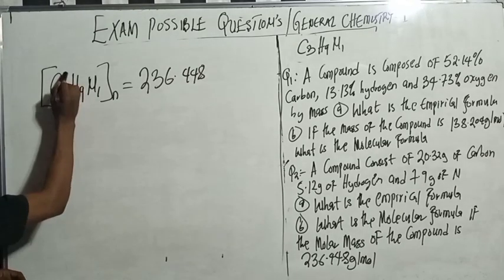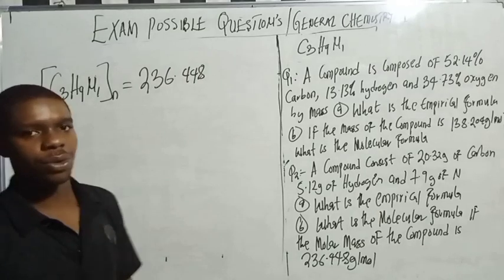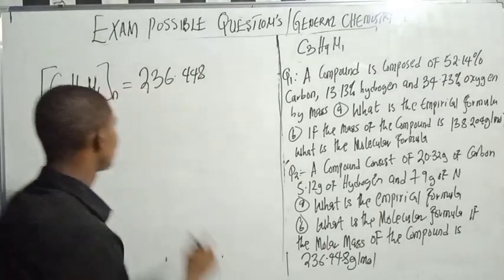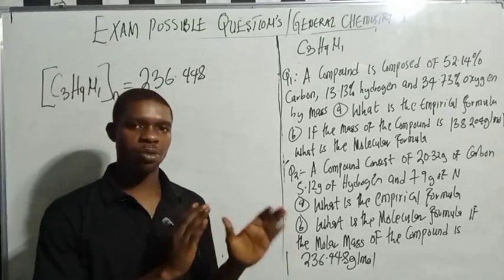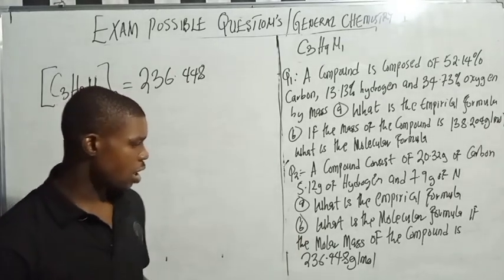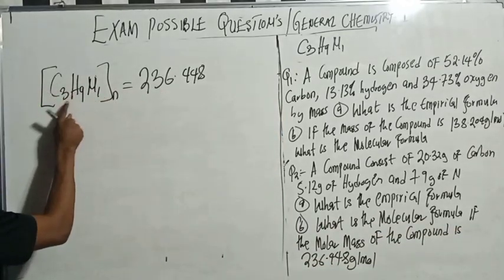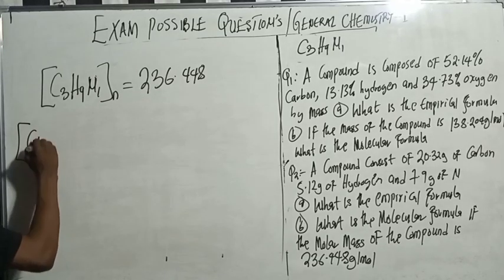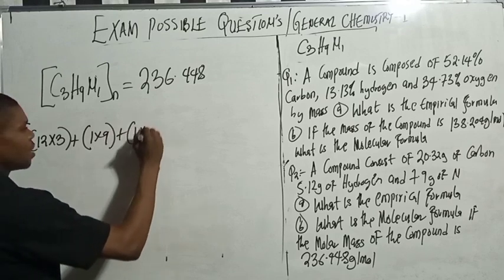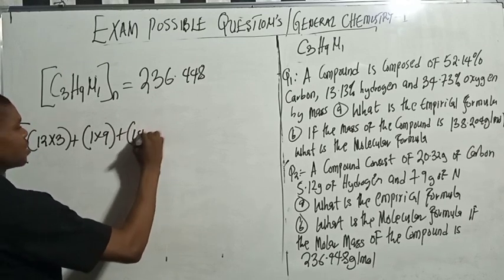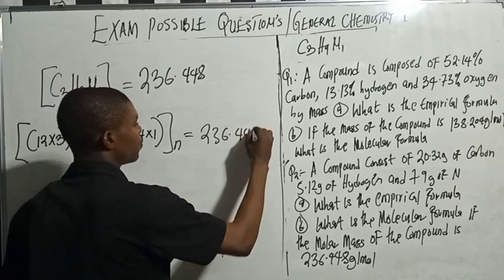So the goal here is to look for the molar mass of the empirical formula. Like what I said earlier, this 236.448 is the molar mass of the molecular formula, the entire compound. So the goal is to get my n. If I can get my n, I can easily find the molecular formula of the compound. So let's calculate the molar mass of this empirical formula: 12 times 3, plus 1 times 9, plus 14 times 1.